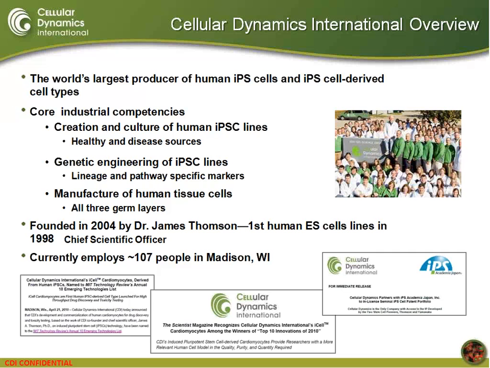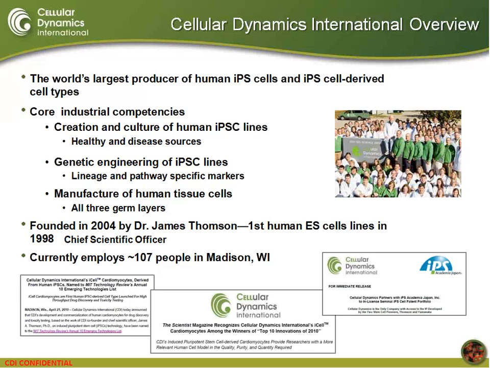Finally, we're able to manufacture human tissue cells from all three germ layers, and this is something that we're able to do at industrial levels. There are many labs that are able to generate iPS cells and differentiate these into terminal cell types. However, our process is such that we are able to do so at a high level and in a very reproducible fashion.